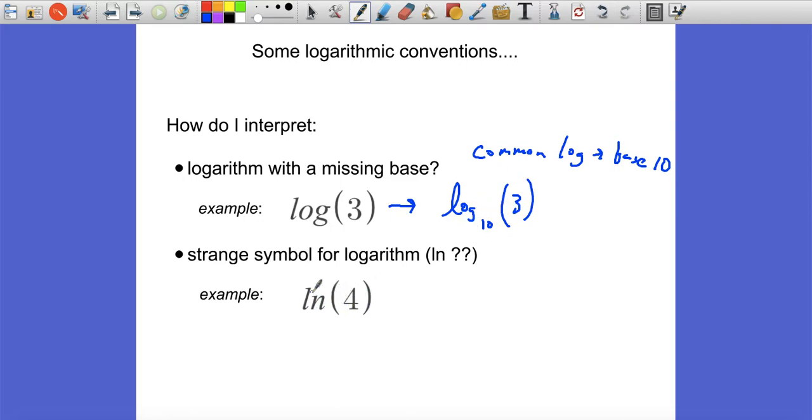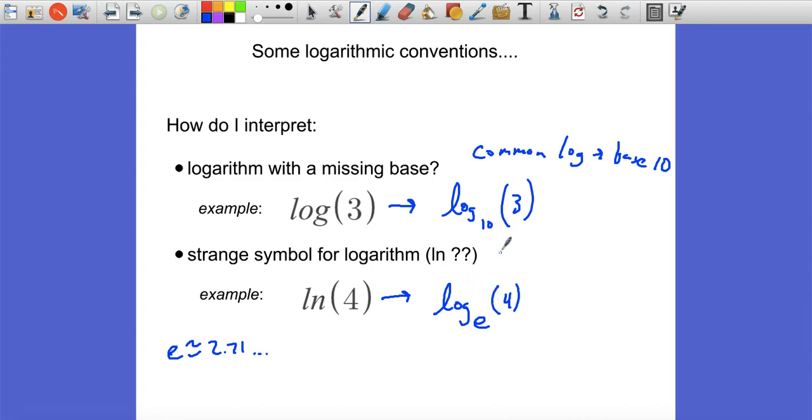So what about this strange symbol for a logarithm, ln? Well, what ln stands for is natural log. And notice there is no base written. So natural log, just like the common log was log base 10, natural log is log base e. Remember e from the continuously compounded interest formula? It was roughly equal to 2.71 and some change, an irrational number. So natural log is log base e.